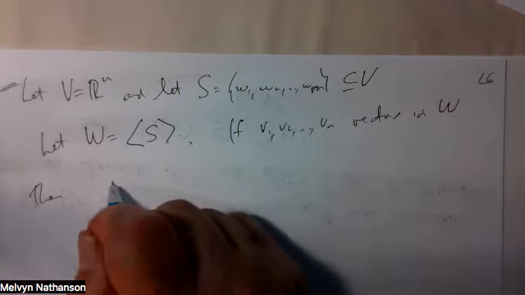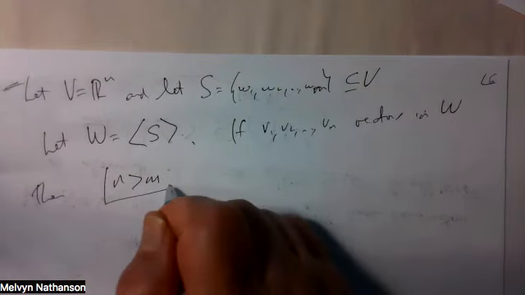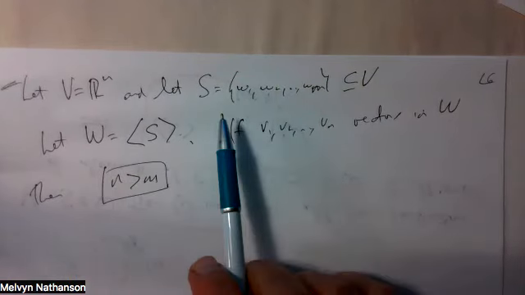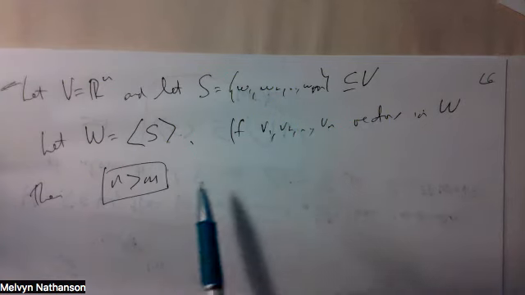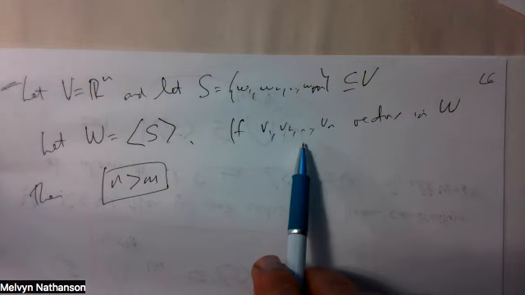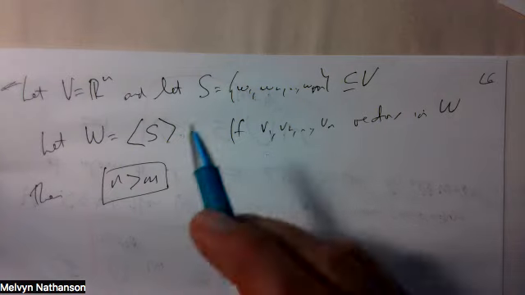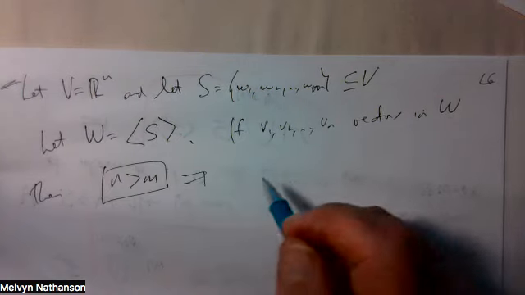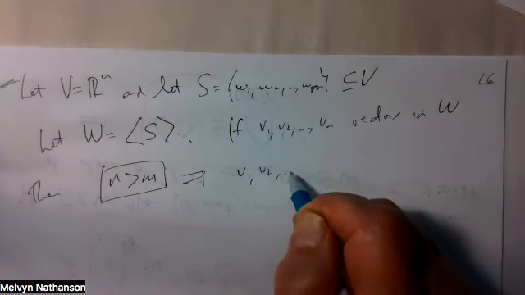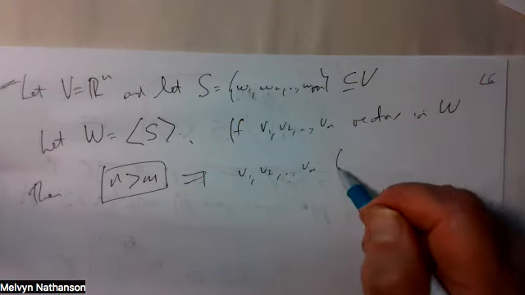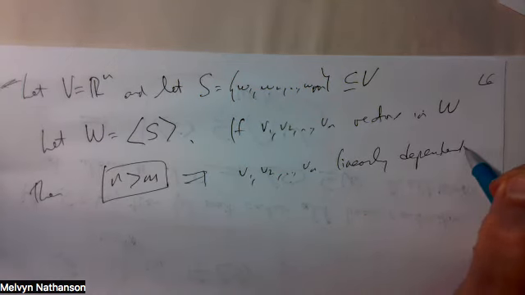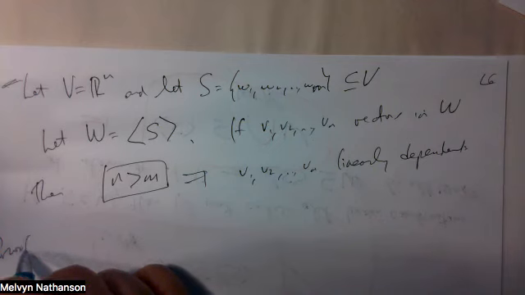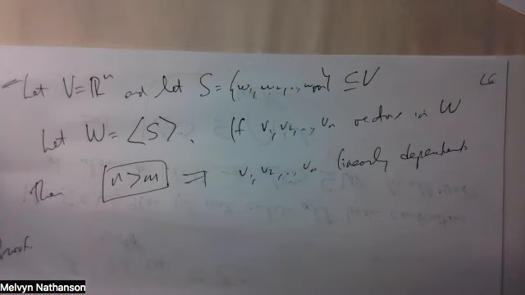then if n is bigger than m, this is the important condition, we have a subspace generated by a set with m vectors, and we choose n vectors in that subspace, n bigger than m, then these n vectors that we picked must be linearly dependent. And the proof is a very nice proof using a theorem about systems of linear equations.